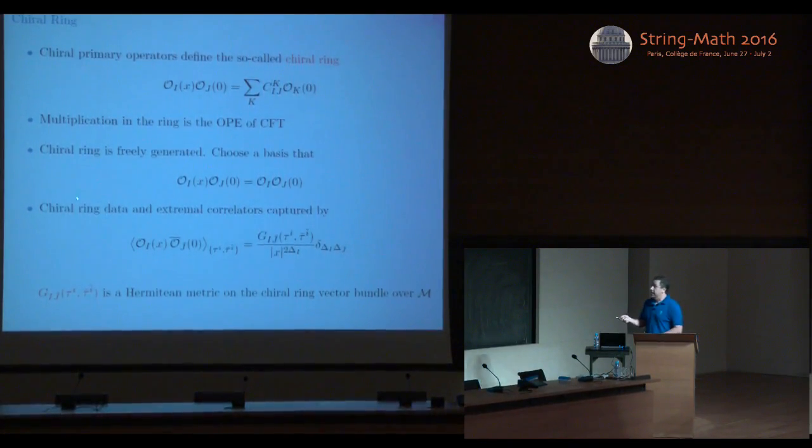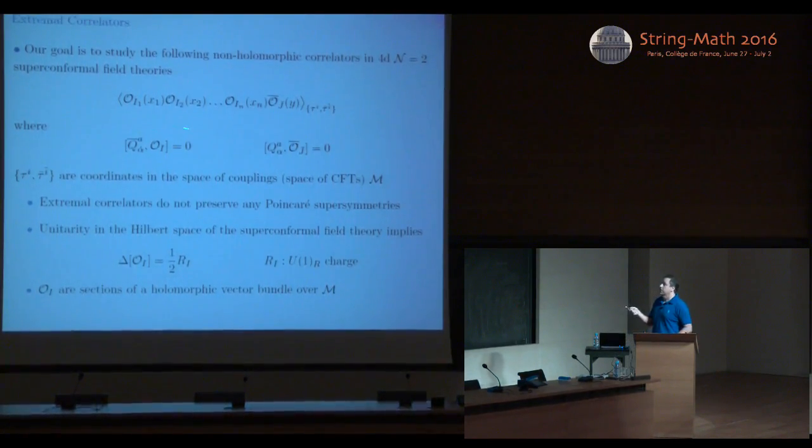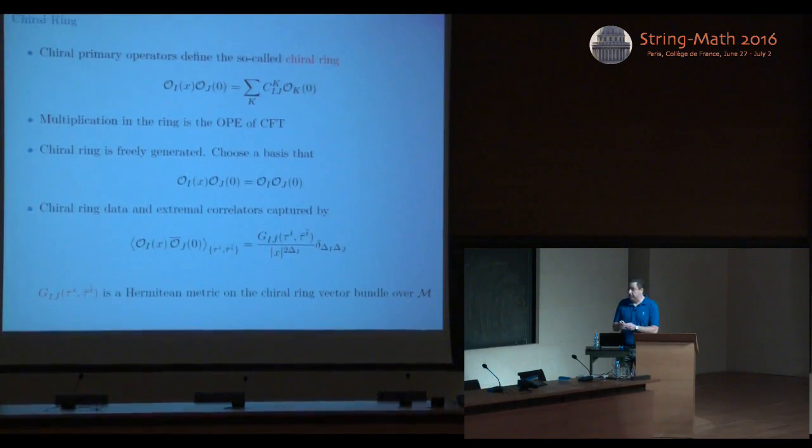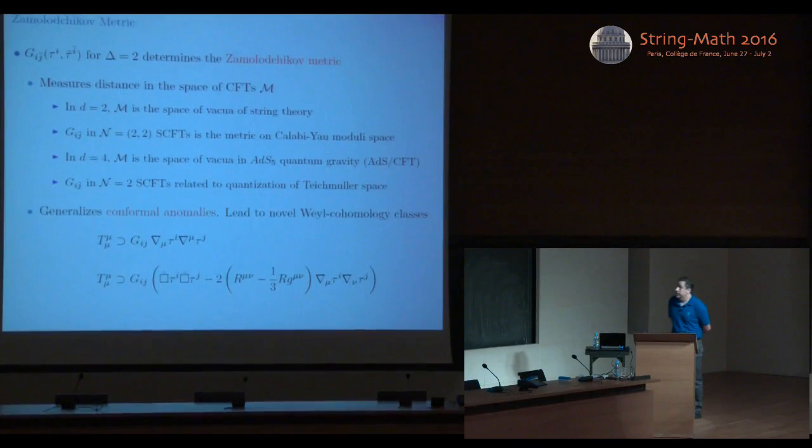It is a simple exercise that I will not describe to show that, if you know this data, the chiral ring data, you essentially completely determine a special class of correlators that are known as extremal correlators. So if we're able to compute this data, we have solved for the chiral ring and for all extremal correlators. So let me give you an example, which is well known, of a type of metric in this vector bundle.